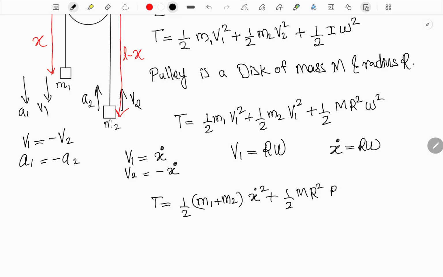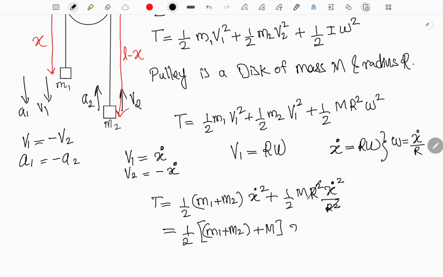Sorry, omega square. So what is omega? Omega is x dot by r. You can see from here omega is equal to x dot by r. So omega square will be x dot square divided by r square. So here r square cancels. So the kinetic energy expression reduces to half (m1 plus m2 plus capital M) into x dot square.